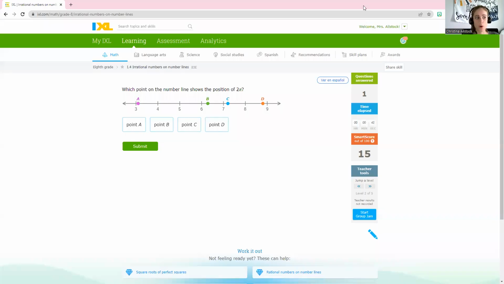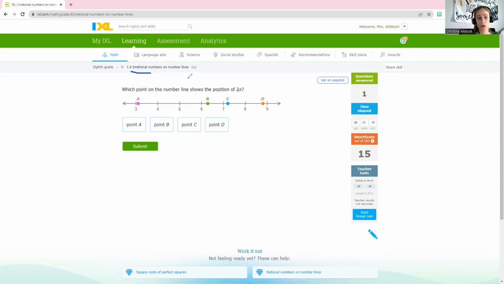All right, next up, which point on the number line shows the position of 2 pi? You are going to have some problems that don't have perfect squares, because this assignment covers any type of irrational number, and non-perfect squares and numbers involving pi are the two most common irrational numbers that you will be seeing. Even though pi is an irrational number, it continues to go on forever and ever without stopping. That's what makes it an irrational number.